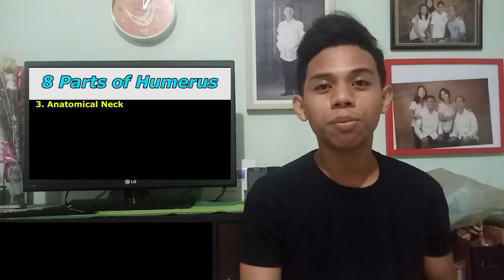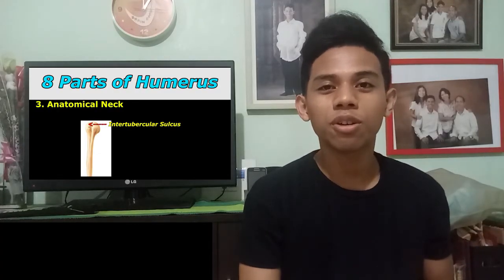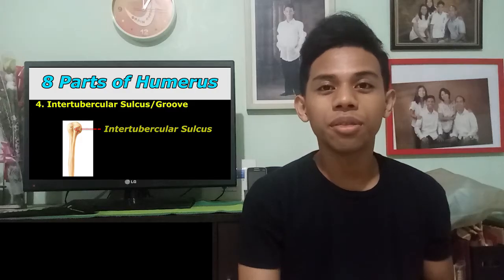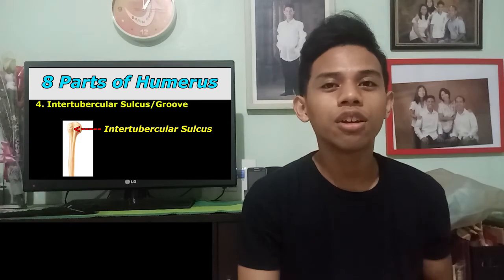The third major part of a humerus is what we call as anatomical neck. Anatomical neck is a structure that separates the humeral head from the two tubercles. Fourth is the intertubercular sulcus or intertubercular groove.